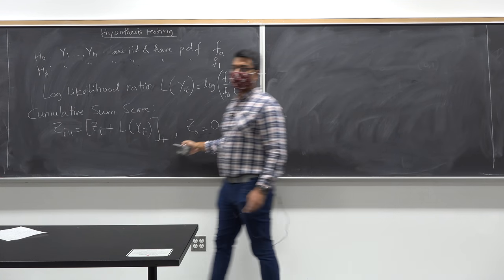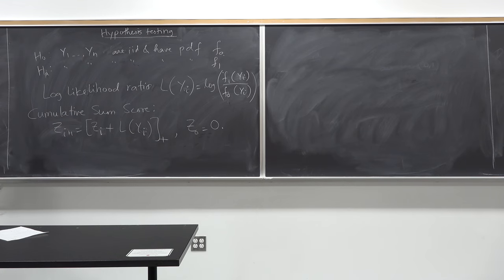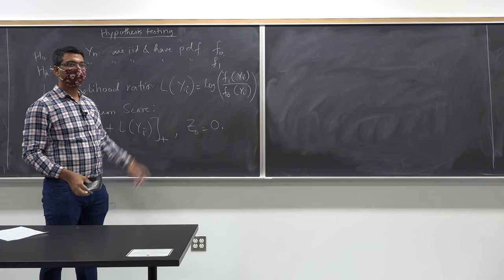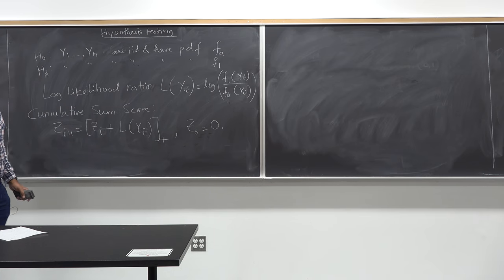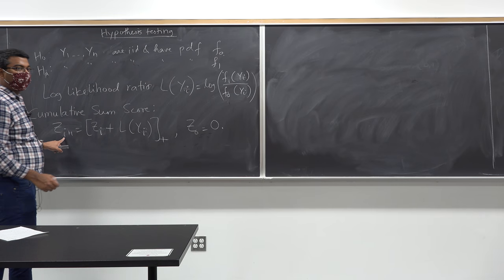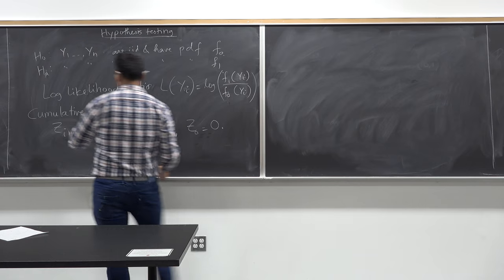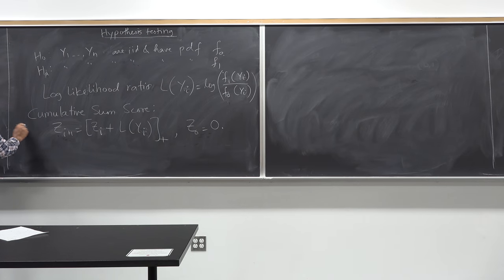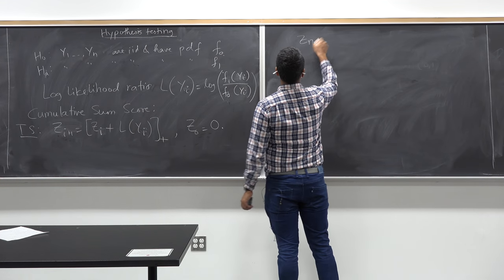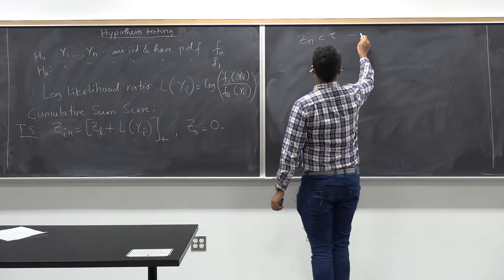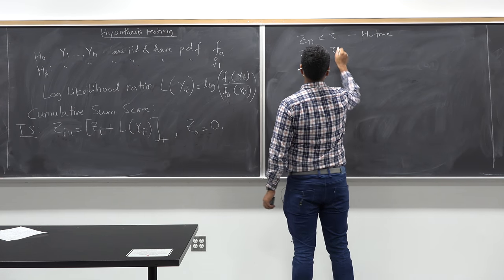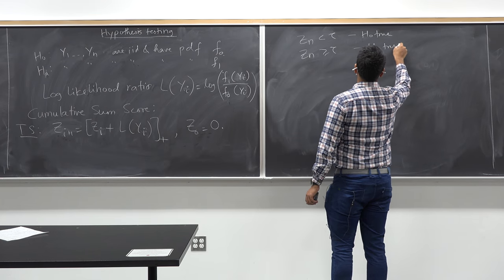Okay, any other question on this Q-sum score? Yes. So the threshold that decides which one is true is represented by the L, that ratio, or the Z? Z. This is the test statistic. And then if you have Zn less than tau, then H0 is true, and Zn greater than tau, H1 is true.